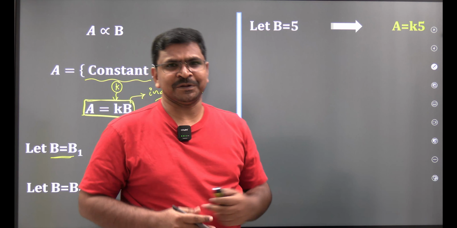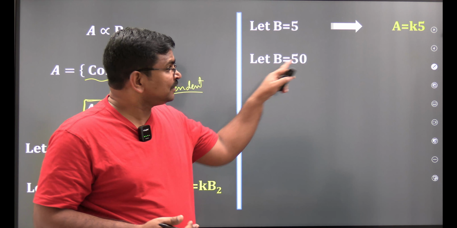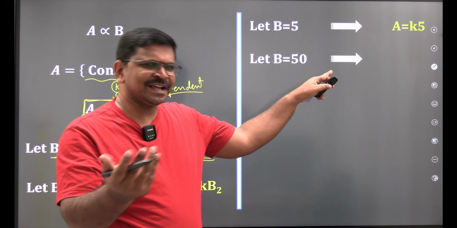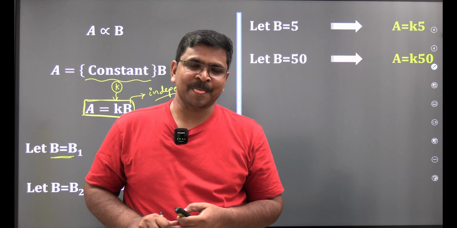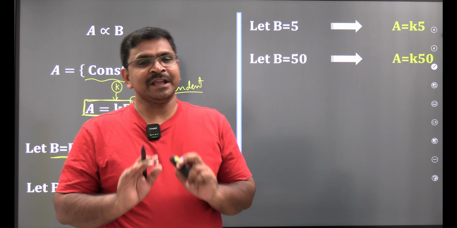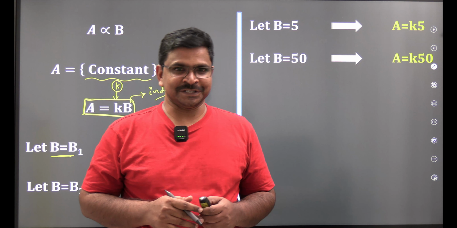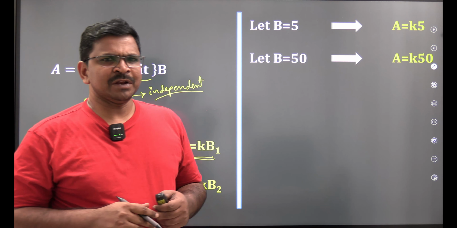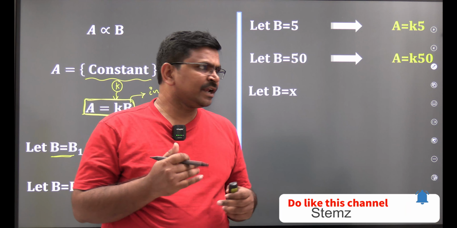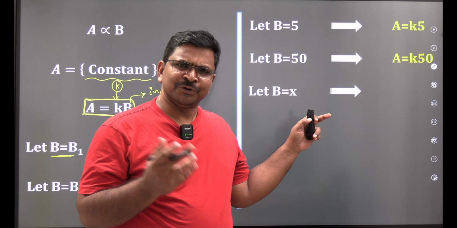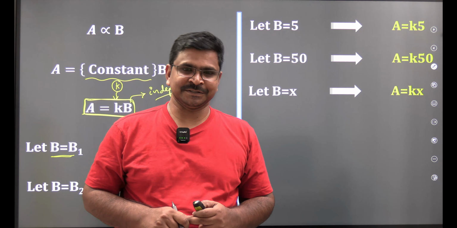So A equal to K5. Suppose if I give B value 50, then A equal to, you can guess here. It is very easy. A equal to K times 50. And this is the idea behind a direct proportion. Let us generalize the discussion. Instead of giving B some specific value, let me give B equal to X. Now you can guess easily, A equal to K times X.